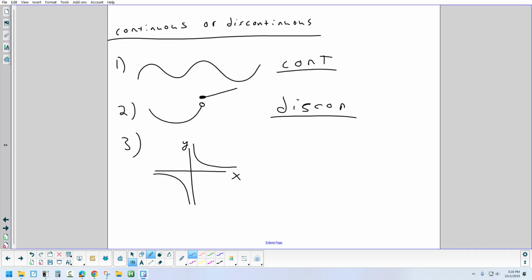Continuous or discontinuous? Yep. Discontinuous. That's also discontinuous, right? Different reason. This has like a break, or like you have to jump. This has a vertical asymptote, which we haven't learned that name yet, but we will later on. Okay, so that is a vertical asymptote. So literally that's just looking at a picture and determining if it's continuous or discontinuous. That's it.